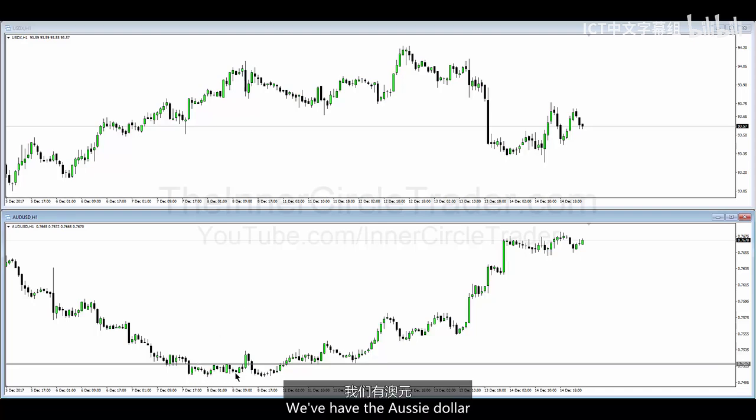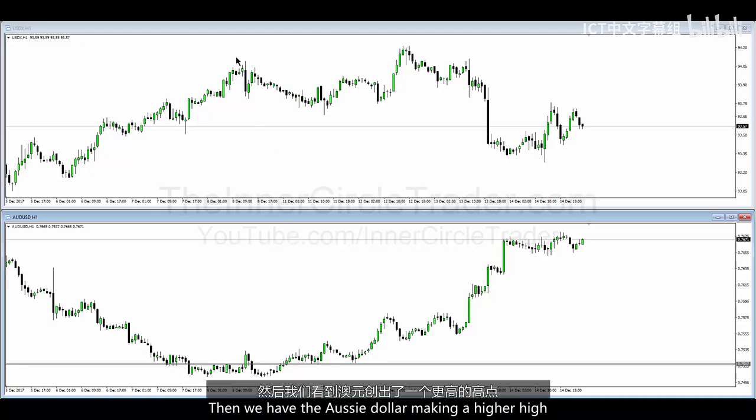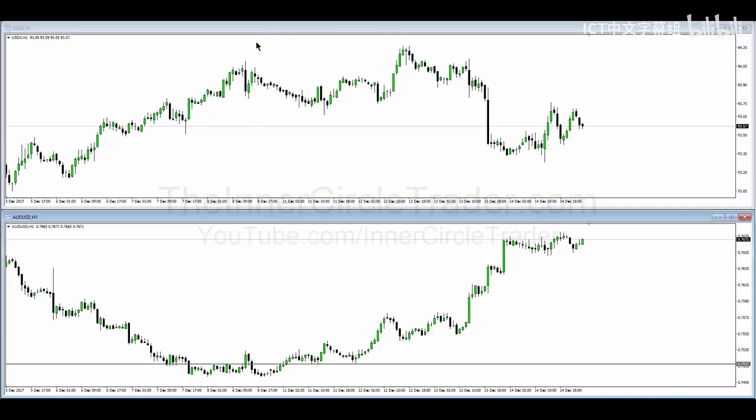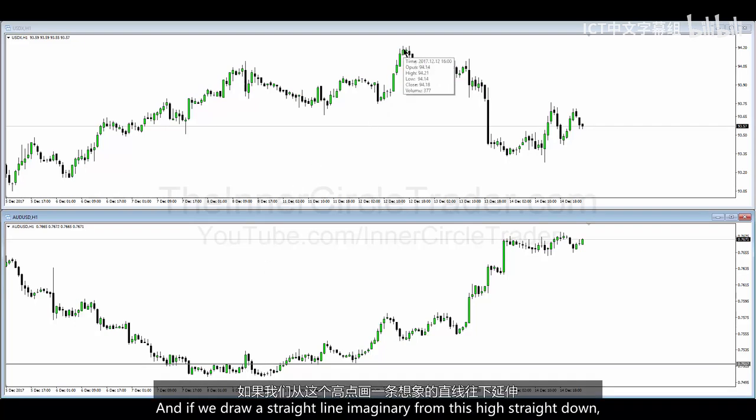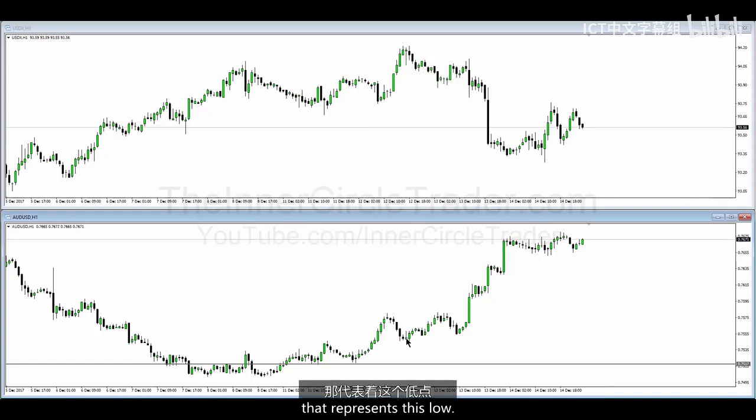We have the Aussie dollar failing to make lower lows here. At the same time, the dollar index was making higher highs. See that? There's the start of accumulation in the Aussie dollar. Then we have the Aussie dollar making a higher high relative to this high here. So if we draw a straight line down from that, we're going to reference this low. And if we draw a straight line, imaginary, from this high straight down, that represents this low.